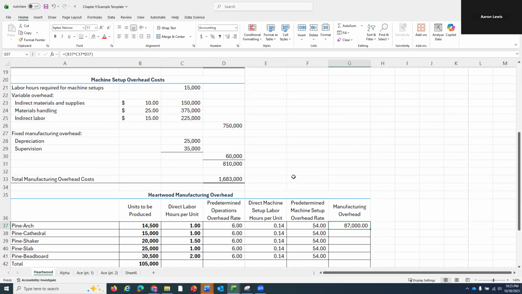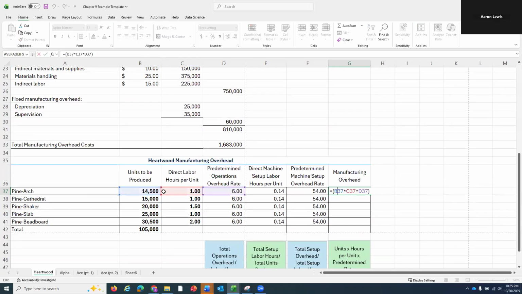But what am I going to do? I'm going to take that formula that I have, which again was just multiplying those three numbers together, and I am going to add to it the amount of overhead that should be coming out of the other pool. So plus, and I'm going to open my parentheses again. We're making 14,500 units still, times the 0.14 hours per unit it takes to set up our machines, times the $54 per hour we're saying that it costs to set up. And now that's going to come out to be 198,857.14.